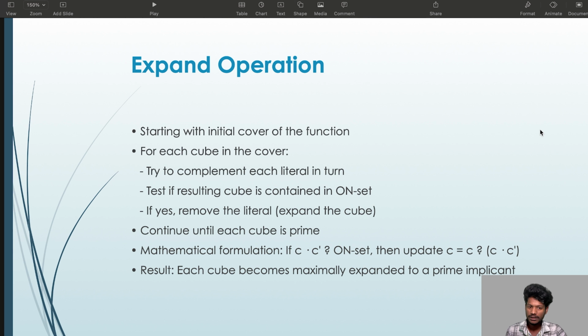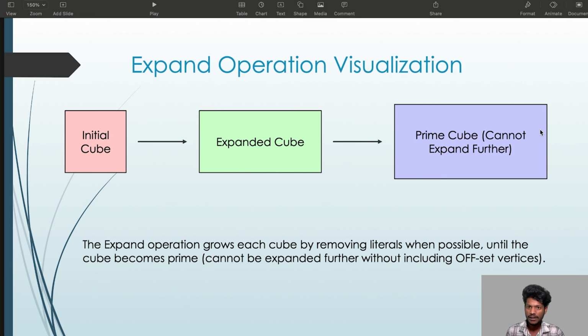The mathematical formulation is given, and the result we are expecting from the expand operation is that each cube becomes maximally expanded to a prime implicant. And then next, the expand operation visualization: starting with the initial cube, we have an expanded cube, and then we have a prime cube which cannot be expanded further.